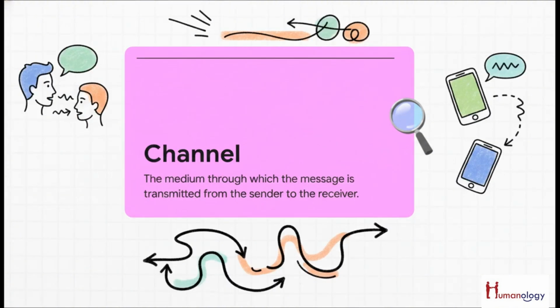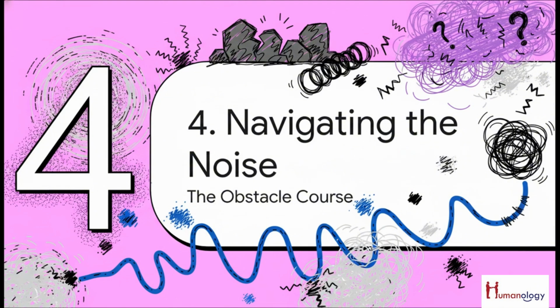And the channel is how that message travels. Is this a face-to-face conversation, a text, an email? Each one is a different channel. And this is so important because picking the wrong channel, like breaking up with someone over a text message, can completely change how the exact same message is received. If only it were that easy. The journey a message takes is almost never a straight line. It's really more like an obstacle course, full of things that can twist and distort it along the way.